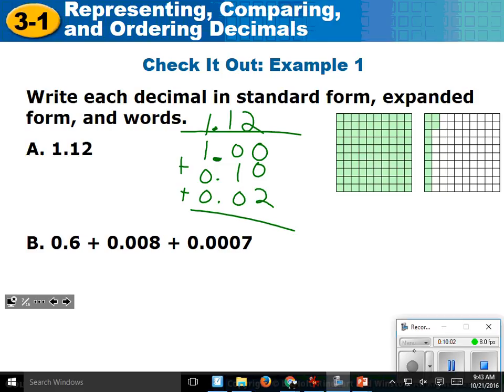Now, standard form, this is 0.6087. Someone tell me that. What is that? How do I say that one in words? What do we have to know first before we even begin? What should we know first, Aspen? What is the last digit's place value?